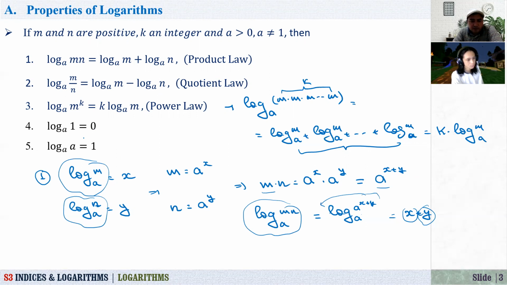And how about number 4? From number 4, a to the power of 0 is equal to 1. And number 5, a to the power of 1, is always equal to a.